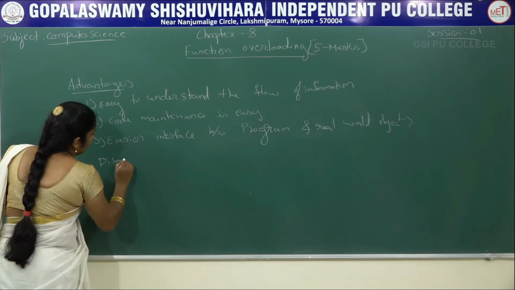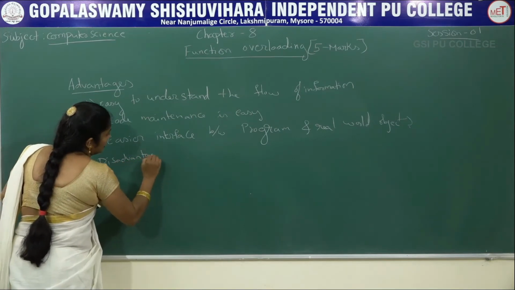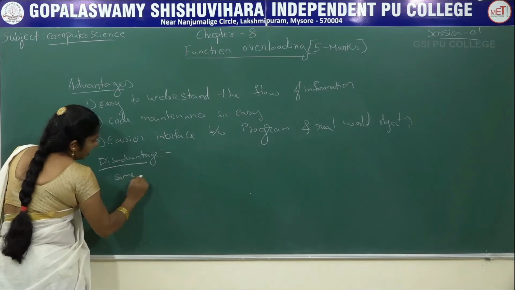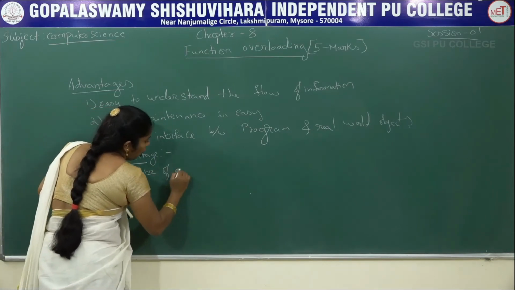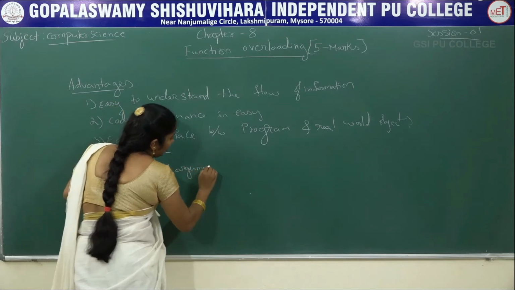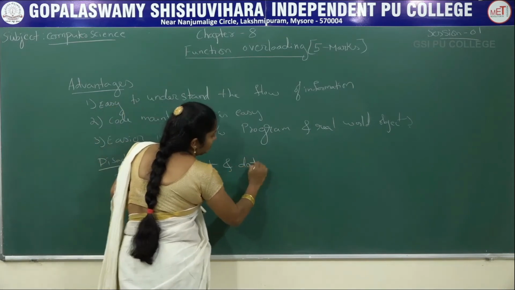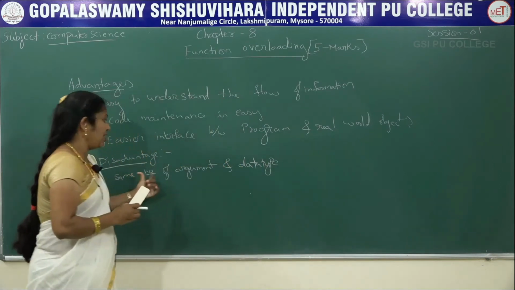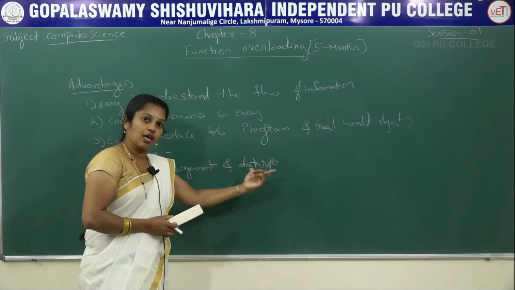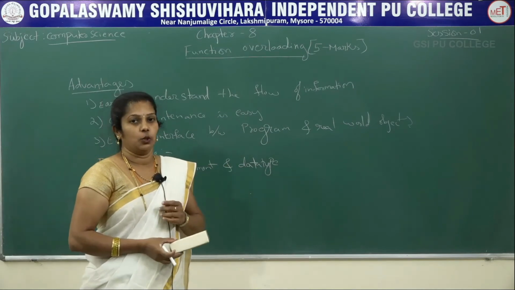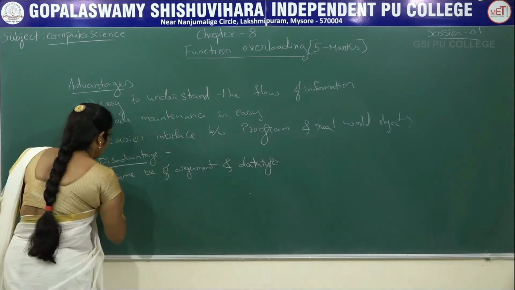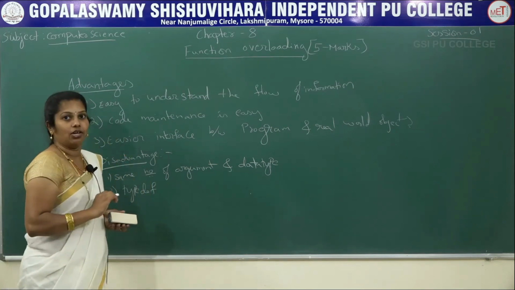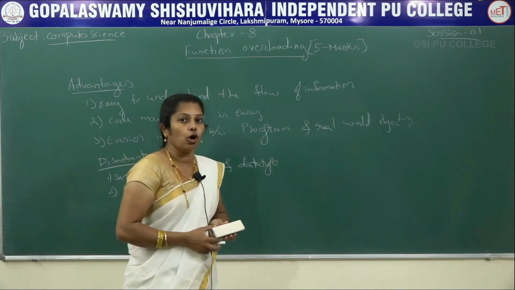Under disadvantages, the first one is if it is the same number of arguments and data type. If the number of arguments as well as the data type are the same, then this function overloading will not work. And with that, if I use a type definer in the function, then also it will not work.